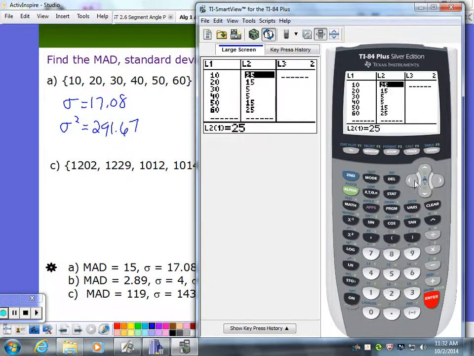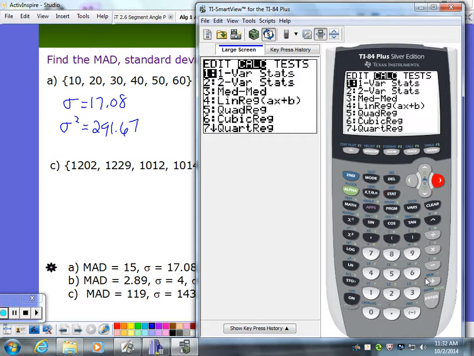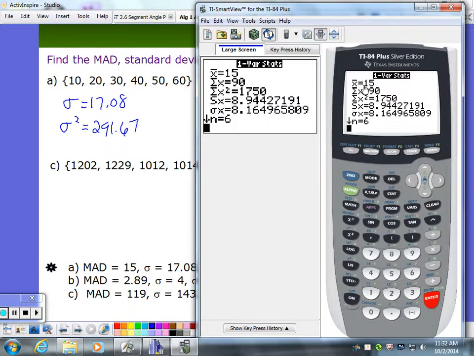Now, if you did this and you get an error, it means that you didn't run the 1-var stats that stores the X bar. These are the distances from the mean. I want the average of these numbers. Stat calc 1-var stats of L2. Because now I want the average of the distances. And I'm getting that to be 15.